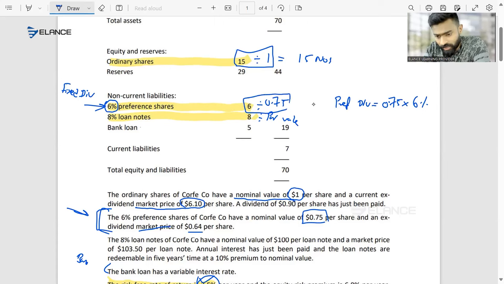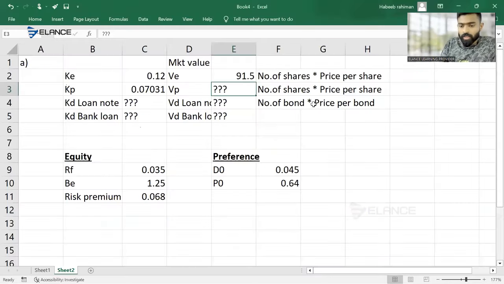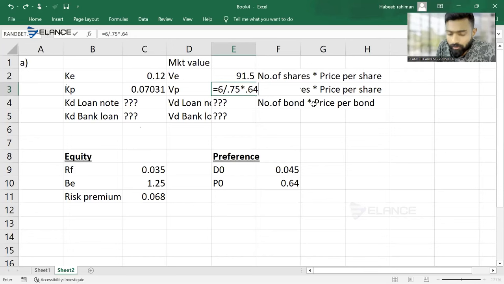If you solve till this, you will get the number of shares. How many preference shares? And each share is trading at 0.64. So the number of shares multiplied by what each share is worth, 0.64, is the total value of preference shares. So this is equal to 6 million divided by 0.75, which gives the number of preference shares, multiplied by the market price of each share. The market price of each share is 0.64 in this question. So this is how we calculate the value of preference.